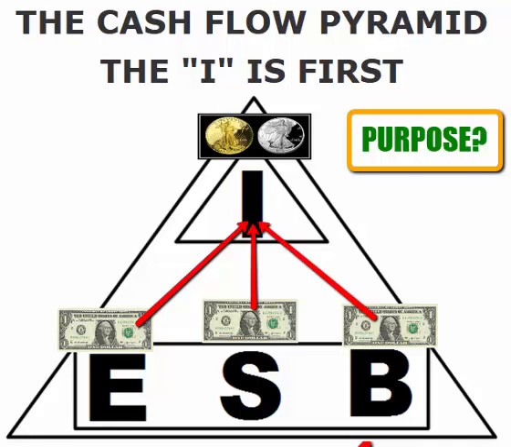Okay, now we have the cash flow pyramid, and the I at the top of the pyramid stands for investment or investor. Unlike the cash flow quadrant, where the I is in the lower right hand corner, what I want to emphasize here is that the mindset is that you need to look at yourself as a banker and investor first, and an employee, self-employed, and business owner secondary.